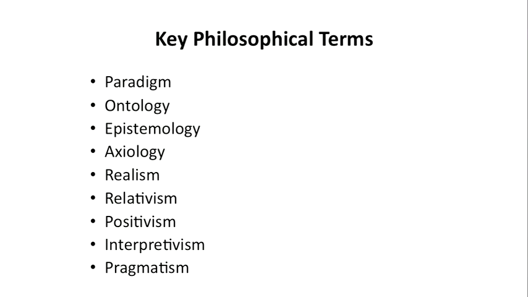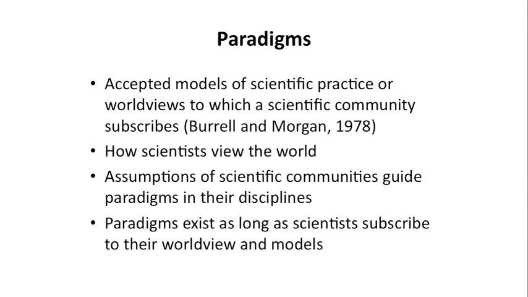So some key terms that we're going to look at in this particular session, and some of them are quite technical, but we're going to look at each one and try to explain them in more everyday common sense terms, are paradigms, ontology, epistemology, axiology, realism, relativism, positivism, interpretivism, and pragmatism. Okay, so we're going to look at these terms and look at how they relate to research generally. A paradigm is an accepted model of scientific practice or a particular worldview that a scientific community may subscribe to.